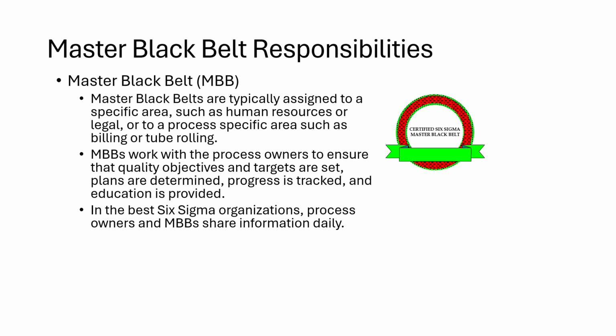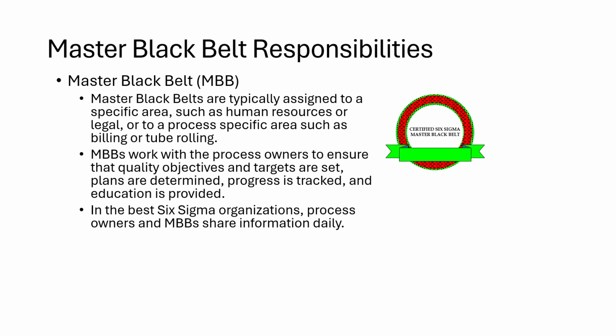So Master Black Belts are typically assigned to a specific area, such as human resources or legal, or to a process-specific area, such as billing or tube rolling. Master Black Belts work with process owners to ensure that quality objectives and targets are set, plans are determined, progress is tracked, and education is provided. In the best Six Sigma organizations, process owners and Master Black Belts share information daily.